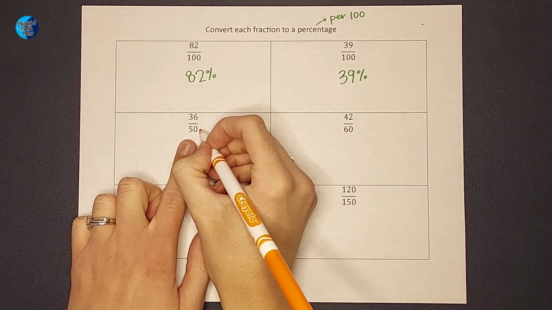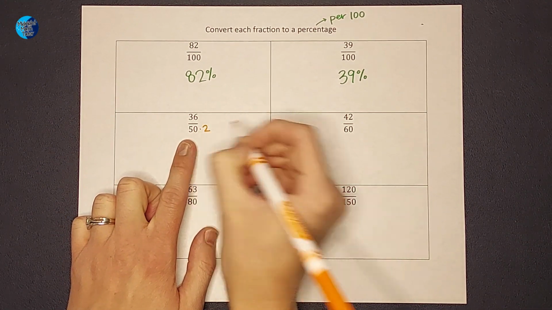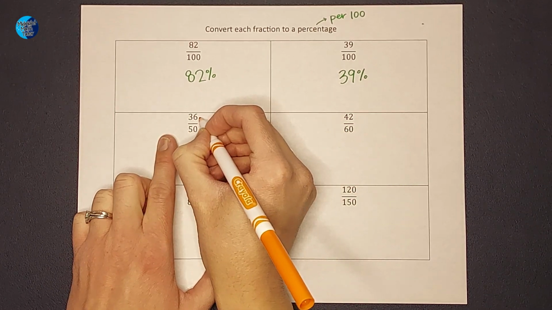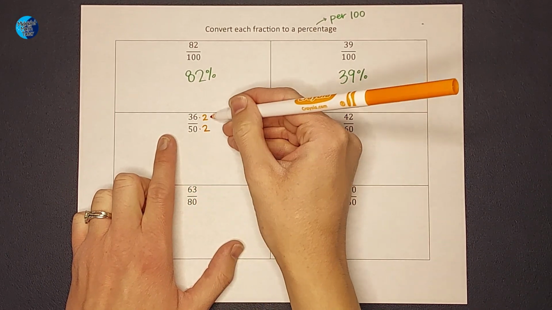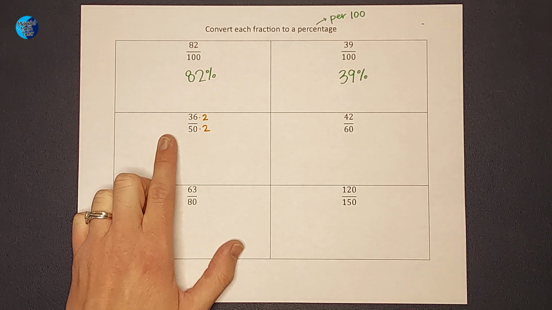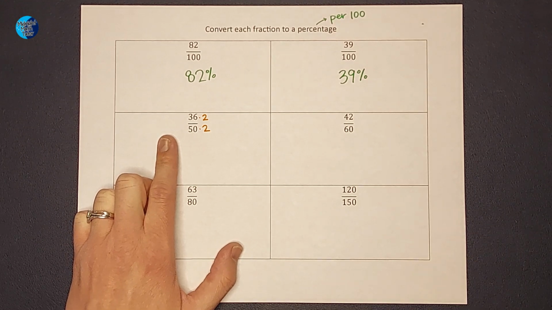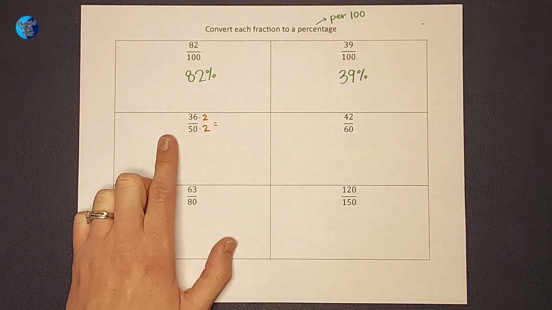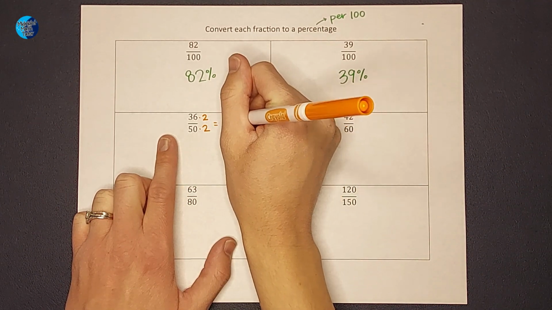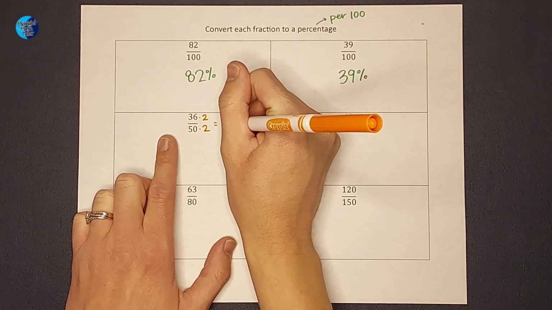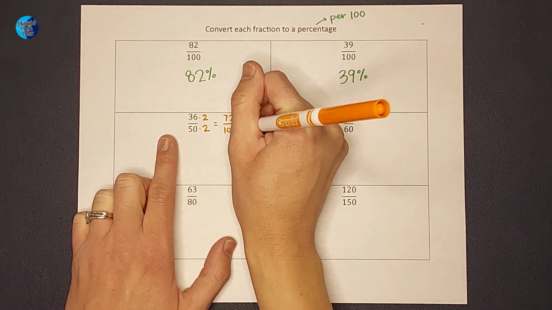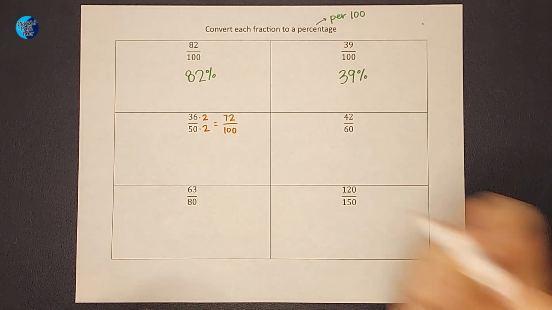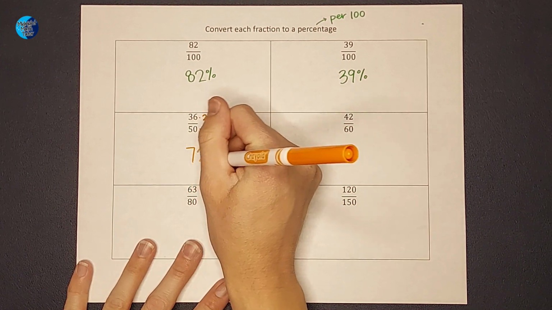So I noticed here, if I times 50 by 2, as long as I do it on the bottom, I got to do it on the top because 2 over 2 is just 1. So I'm changing what the fraction looks like, but not its value, right? So if I do that, 36 times 2 gives me 72, and 50 times 2 gives me 100. So I end up with 72 over 100, which is 72%.